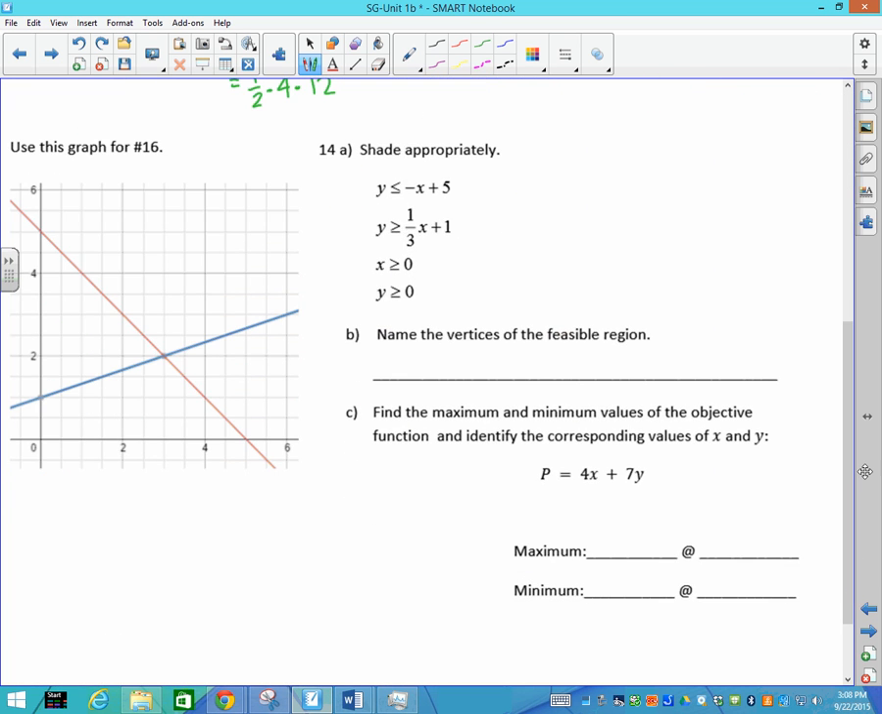2 more problems, then we're done. This is problem number 14. It says 16 on the graph, but you're supposed to use that graph for number 14. All right, so shade appropriately.